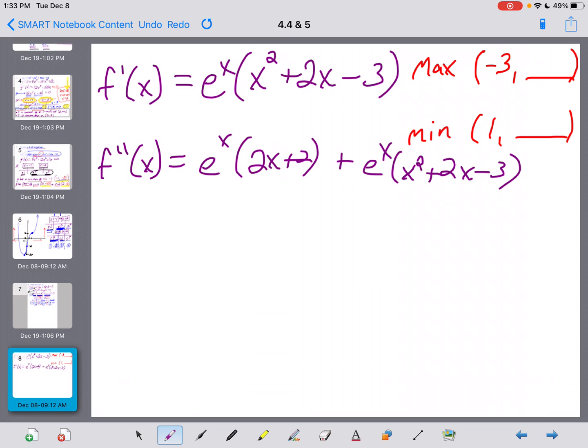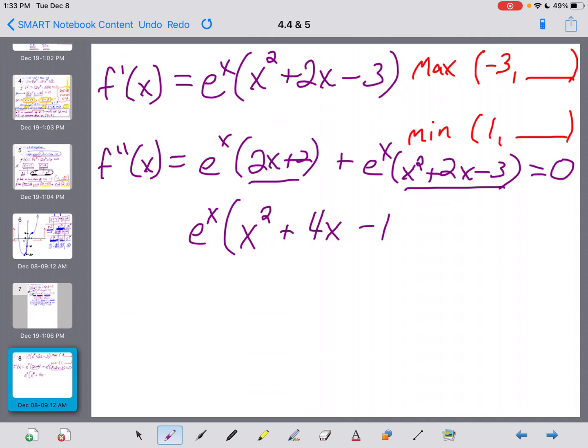Anyway, we're going to set this second derivative equal to 0 now to try to set up some potential points of inflection and try to figure out what this second derivative sign chart is going to look like. Doing the same thing I tried last time, I'm going to factor out the e to the x. Okay, and that's going to leave us with 2x plus 2 plus x squared plus 2x minus 3. That is going to give us an x squared plus 2x is a plus 4x, and a plus 2 minus 3 is a minus 1. So that's where we're at right now. Good news and bad news.